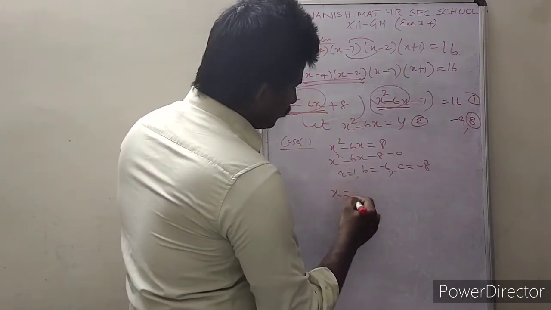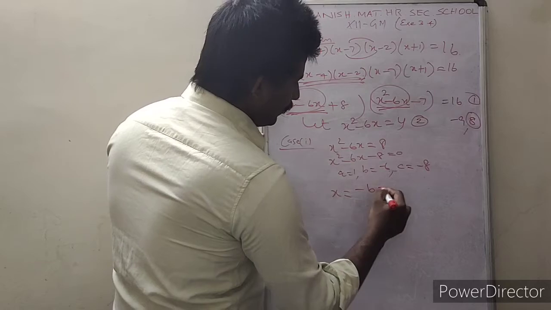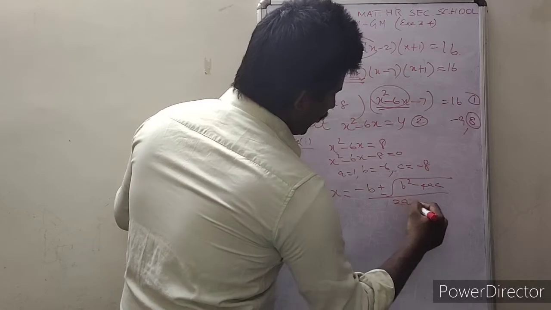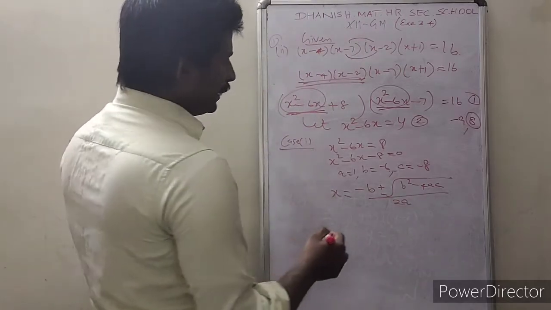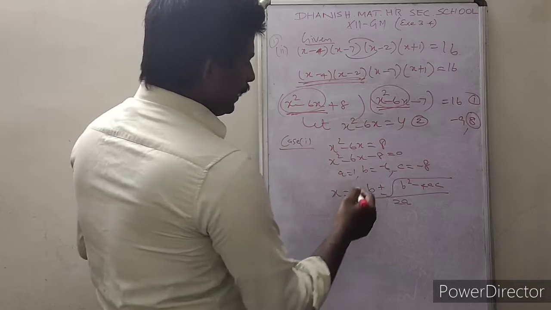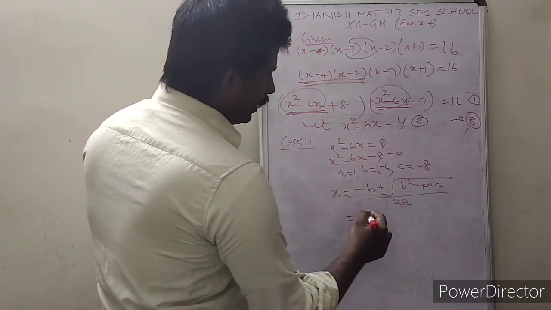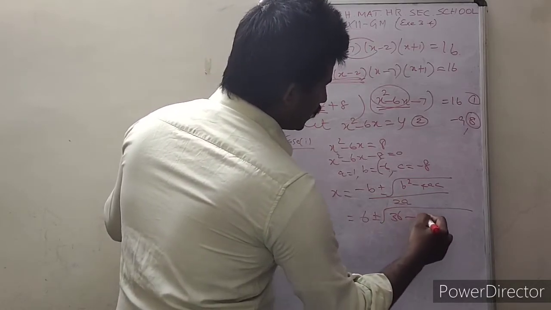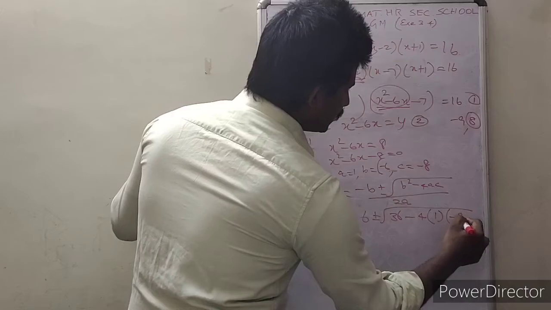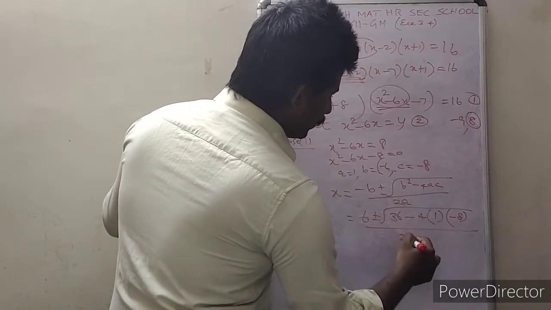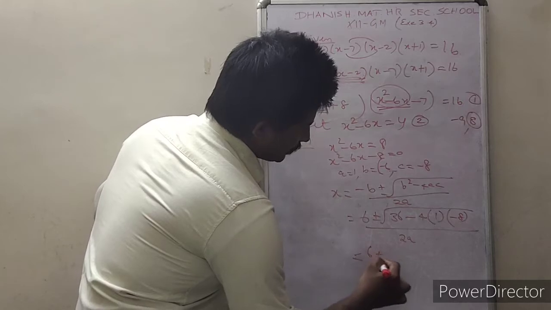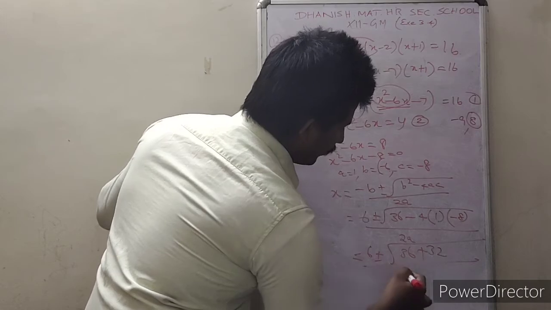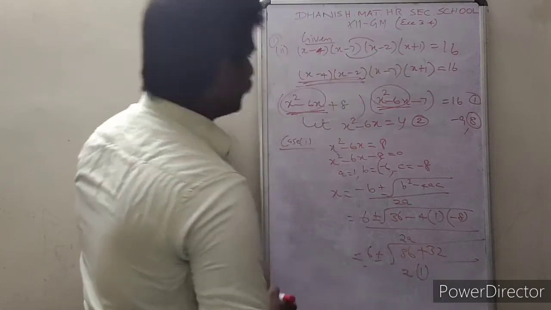So what's our quadratic formula? x equal to minus b plus or minus root b square minus 4ac divided by 2a. Now I'm going to substitute a, b, c in the formula. So minus b, here we already have one minus, so it will become plus 6 plus or minus root b square 36 minus 4 into 1 into minus 8 divided by 2a. So what will happen? 6 plus or minus root 36 plus 32 divided by 2 into a. Instead of a, 1.